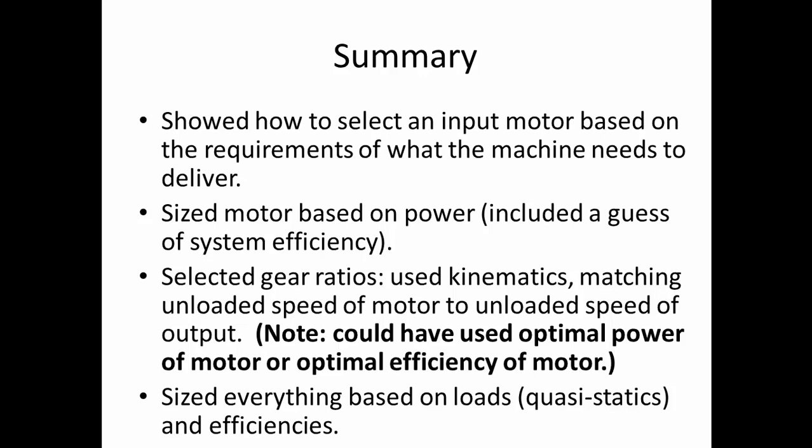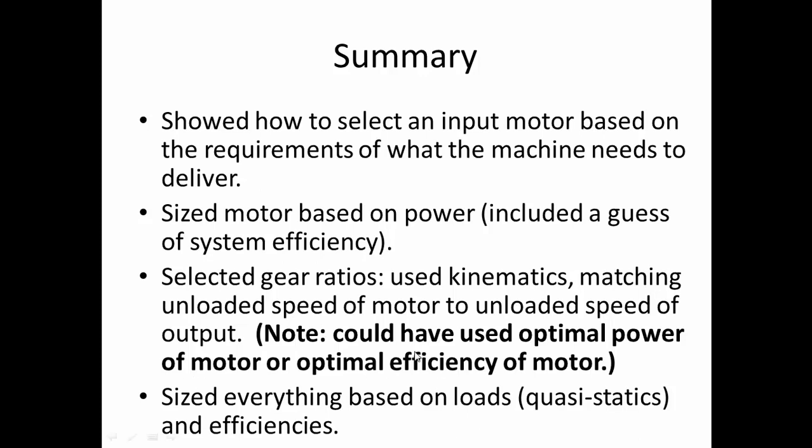So in summary, we've shown you how to select an input motor based on the requirements of what the machine needs to deliver on the output. We sized the motor based on power at the output. We had to guess a little bit about what the system efficiency might be. Then we selected gear ratios. We used kinematics to match the unloaded speed of the motor to the unloaded speed of the output.